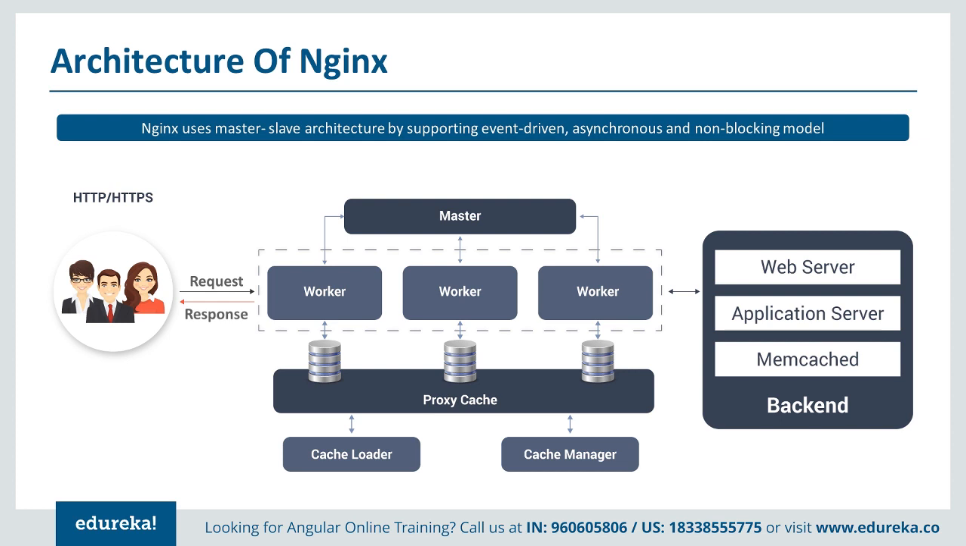That means you can do horizontal scaling here. Web server, application server, memcached, and backend. All these concepts can be implemented. Same web processors, the worker processor accepts the request and starts processing it. Whenever a request needs to interact with the master, it will interact with the master and the response will be sent. Cache loader, cache manager.